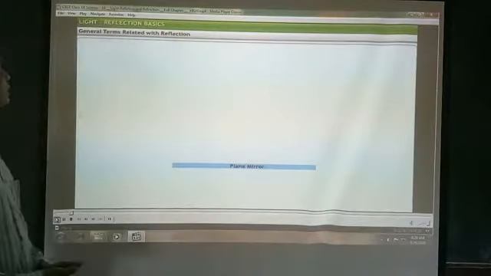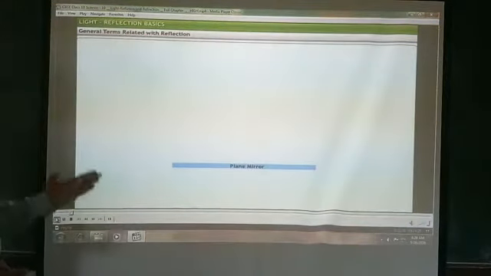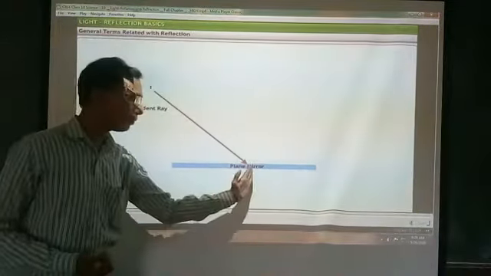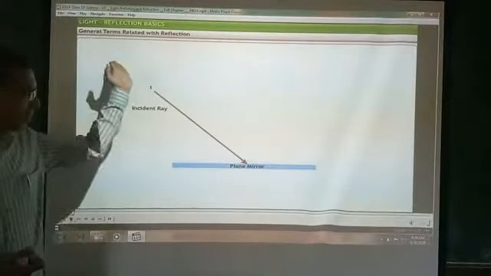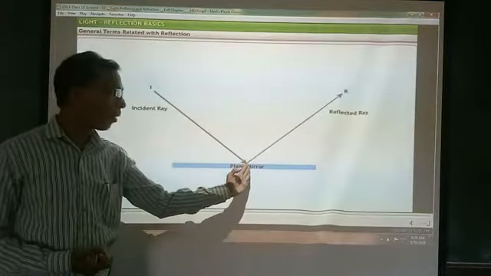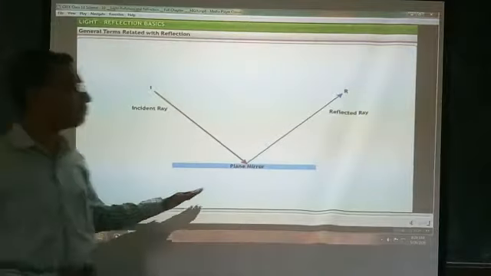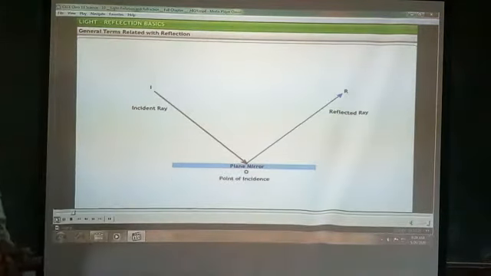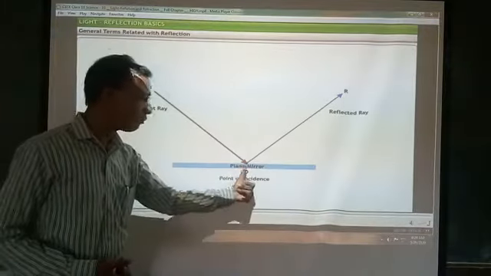Here are the general terms related to reflection in a plane mirror. As we know, this is the incident ray. The incident ray falls at the point O, and obviously it will be reflected back in the opposite direction. Here O is the point of incidence.